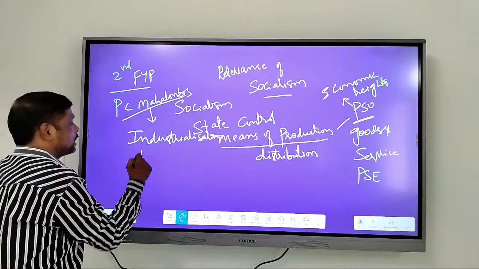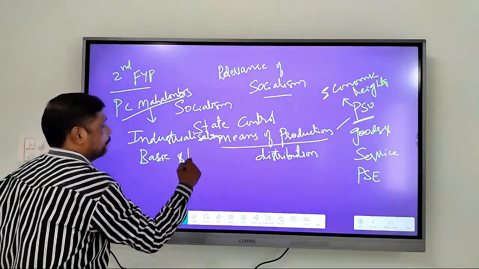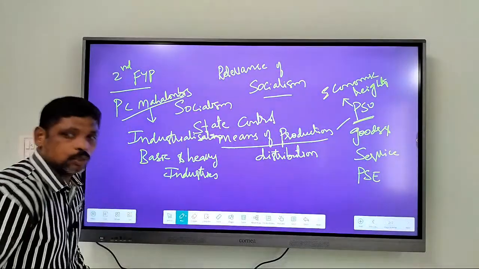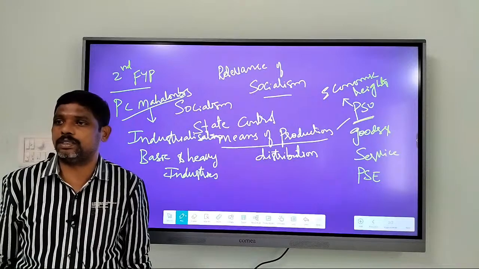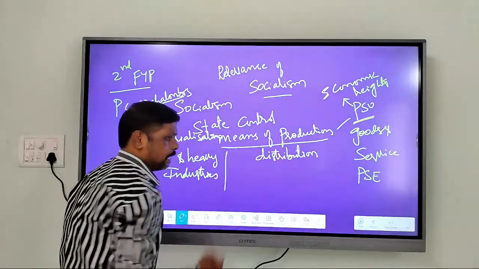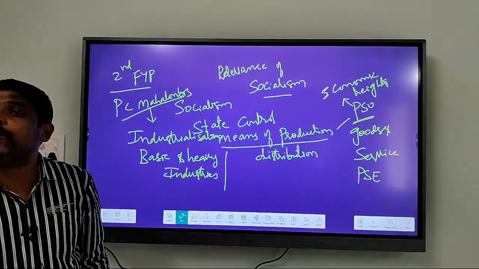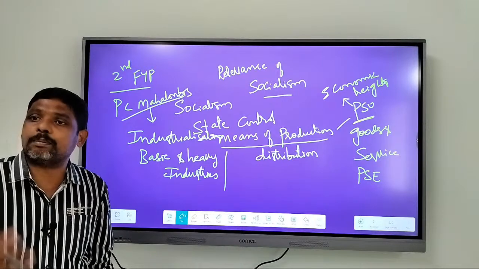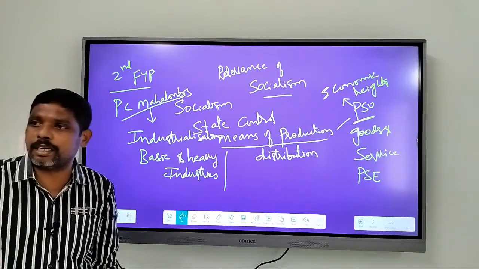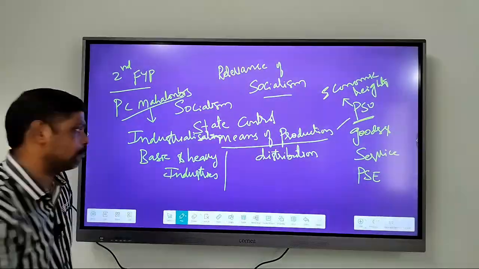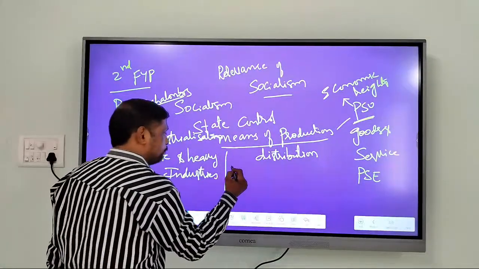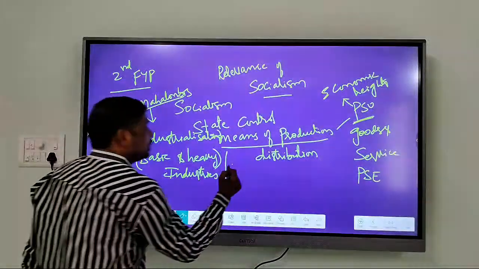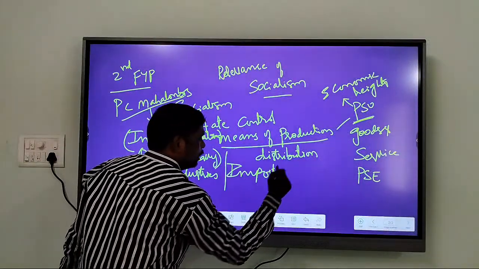This was by setting up basic and heavy industries, in order to substitute imports of capital goods. Another assumption was to avoid imports of capital goods, that is, to avoid the import of machinery. The government of India took a decision to produce these capital goods within India. What are capital goods and intermediate goods? We will read that in economy, but not in polity. But here I am giving the reason for setting up these basic and heavy industries: it is to avoid imports.